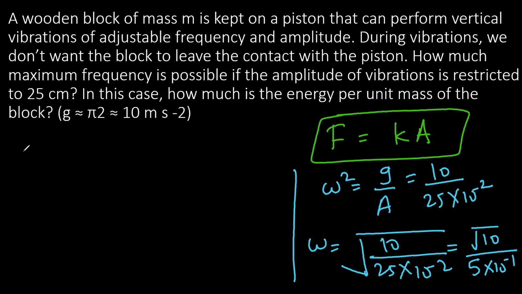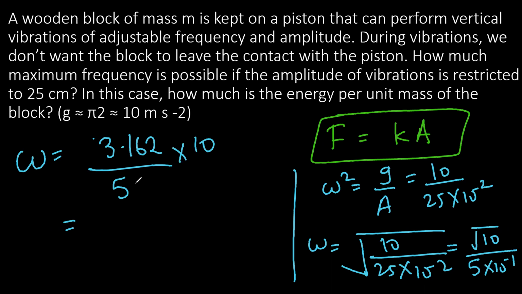So what is your omega? It's the square root of 10. Everyone should know the square root of 10. The square root of 10 is 3.162. Yes, you should know this value. The square root of 10 is 3.162, and the denominator becomes 5, the 10 goes up. If you divide all this, you will get some answer. But we don't need to find omega, you need to find the frequency.